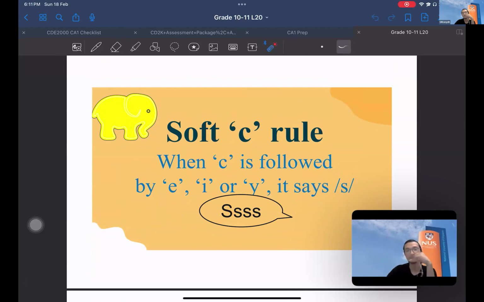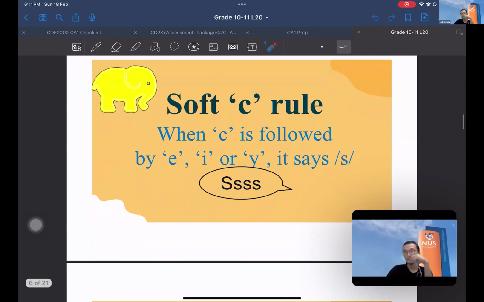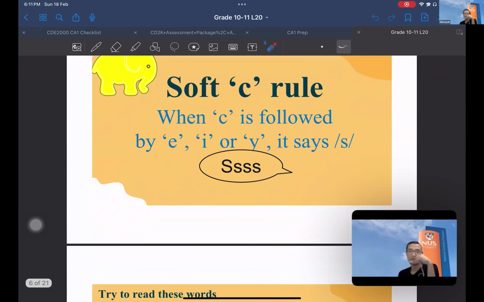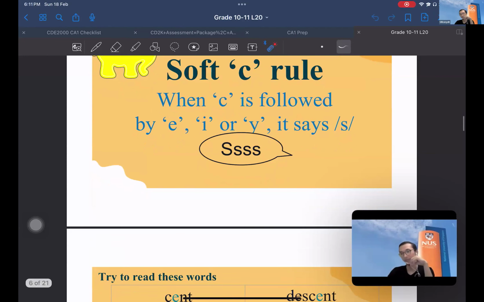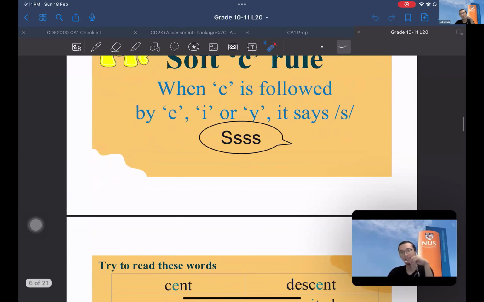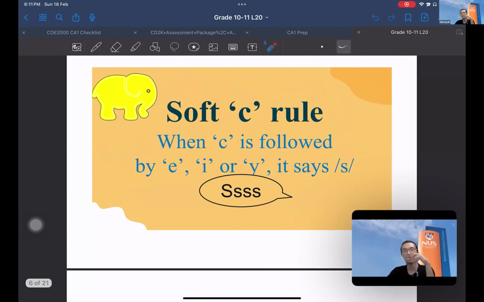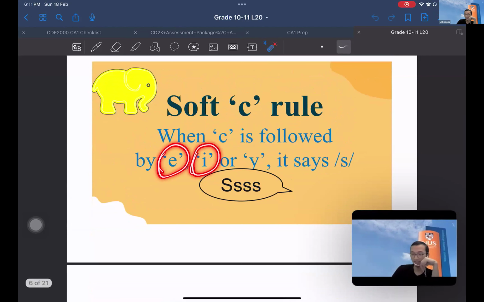So it'll be K. But in this case, how you pronounce it will be similar to how you pronounce S, just like S. More specifically, when do you use a soft C? How do you recognize a soft C apart from a hard C? It is when these Cs are followed by E, I, or Y. These specific three letters: E, I, or Y.